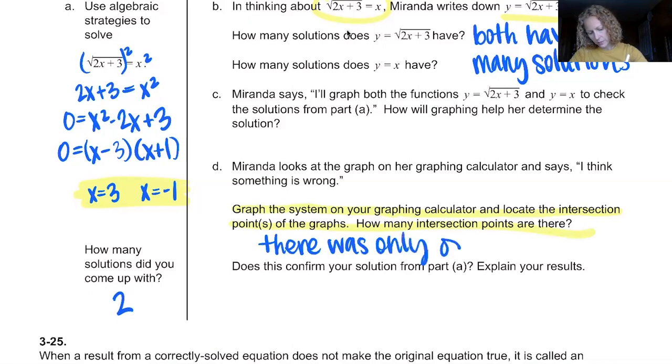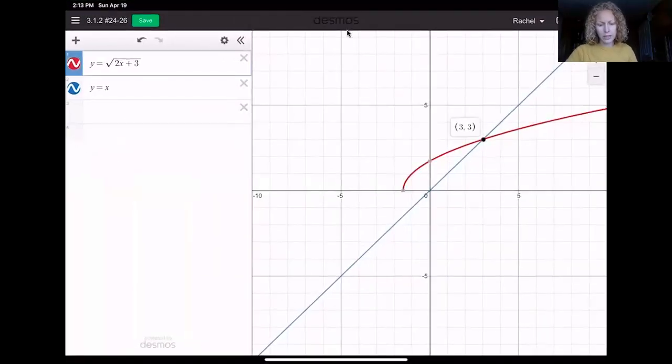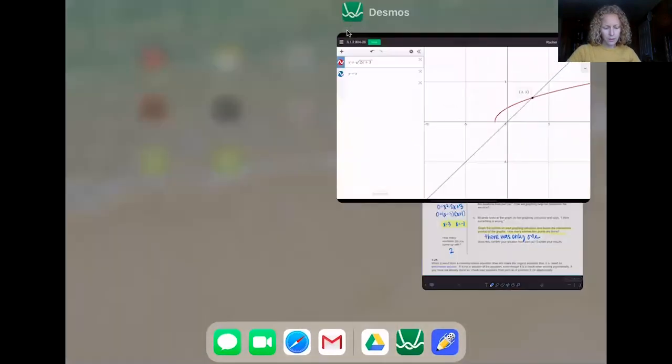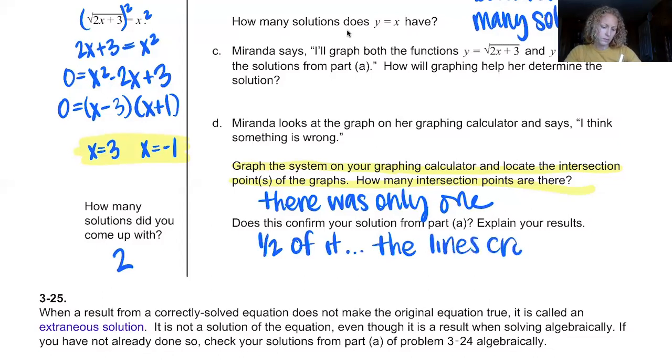Does this confirm your solution from part A? Explain your results. Well, let's look again at the graph. What is this point right here where they do cross? They cross at the point (3, 3), which means we're talking about x is 3. Going back to our original equation, does this confirm your solution from part A? Well, half of it. The lines cross when x equals 3.